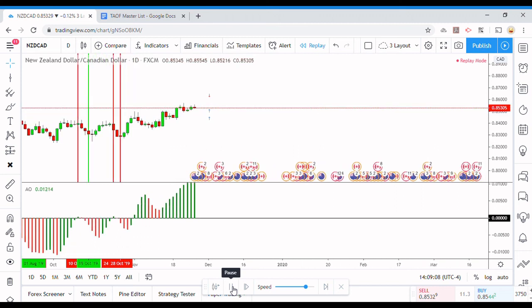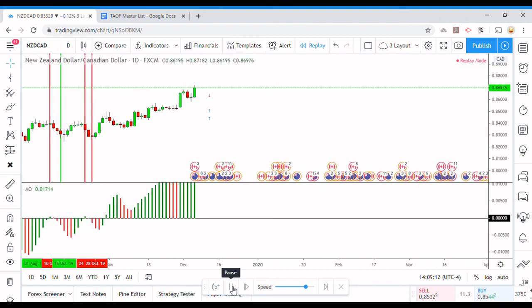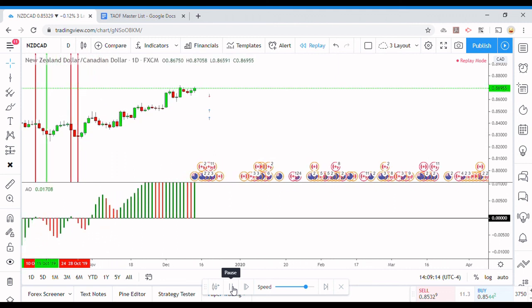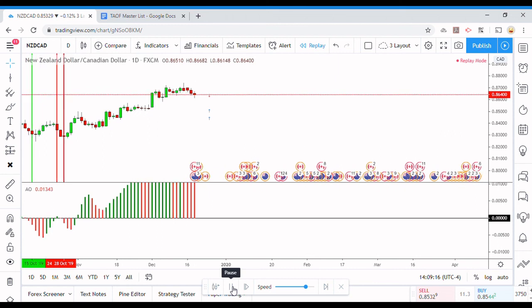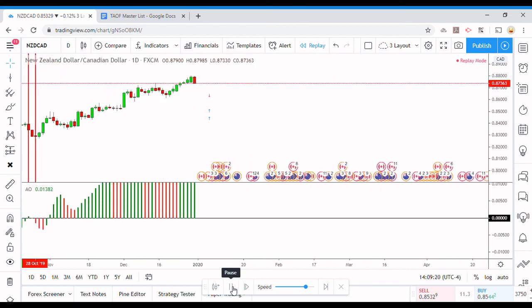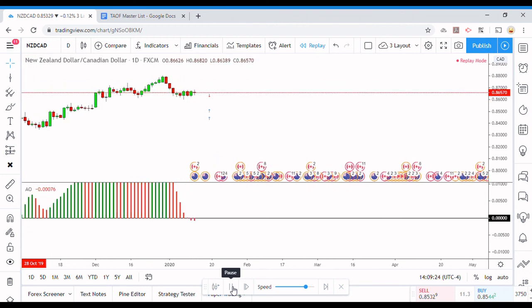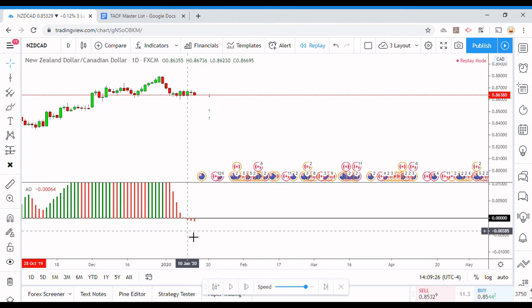Getting whipsawed. You guys know I don't like 2-line crosses and 0-line crosses all that well. And this is why I just get this whipsaw back and forth. Super frustrating. Got to have some kind of buffer to filter out choppiness.